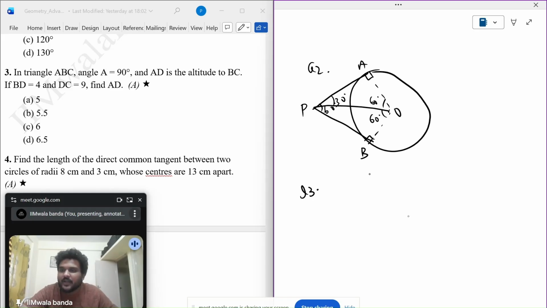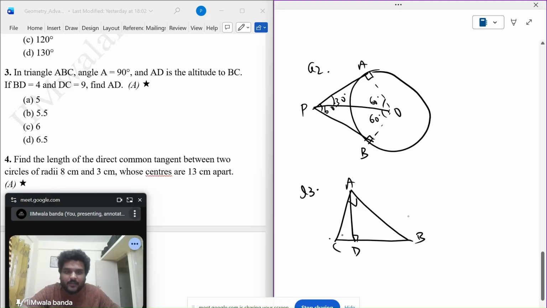Question number 3. In triangle ABC, angle A is 90. AD is the altitude to BC. BD is given as 4 and DC is given as 9. Okay. Let me just draw it in this way. So BD is 4, DC is 9, angle A is 90, AD is altitude. Find AD. So we have to find this.